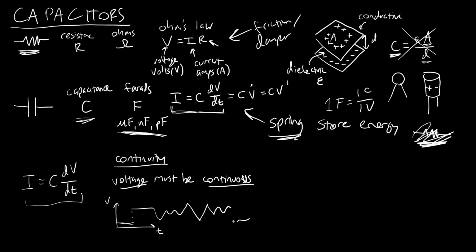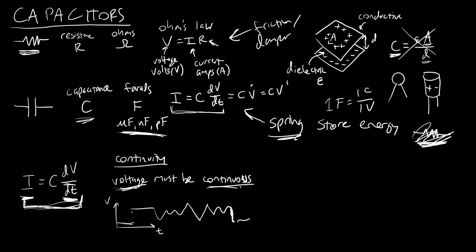If we look at this equation, in order to have a jump in voltage, that would mean that this derivative would be infinite. So the derivative of a vertical line goes to infinity. And if this derivative is infinite, then the current would need to be infinite. So to get an instantaneous change in voltage, you would somehow need to supply infinite current, which you can't do because that would require infinite power. So in practice, you cannot actually have an instantaneous change in voltage over a capacitor. Voltage has to be continuous. That will come in handy when analyzing circuits later.